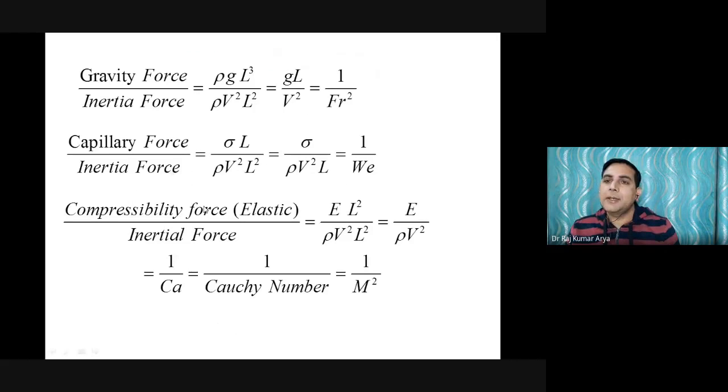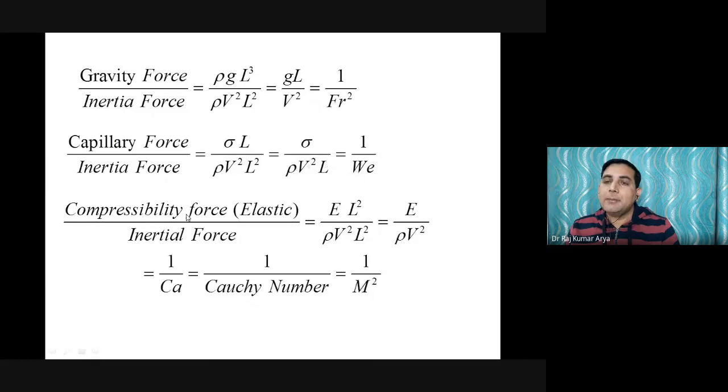Then you can have the gravity force upon the inertial force. Based on that, you calculate g L upon v square. This is called 1 upon Fr square. Sorry, this number is called the Froude number: gravity force upon inertial force. Then you have a capillary, a surface tension force in the fluid, again divided by the inertial force. Based on that, you calculate sigma upon rho v square L, that is called 1 upon the Weber number in the case of capillary action.